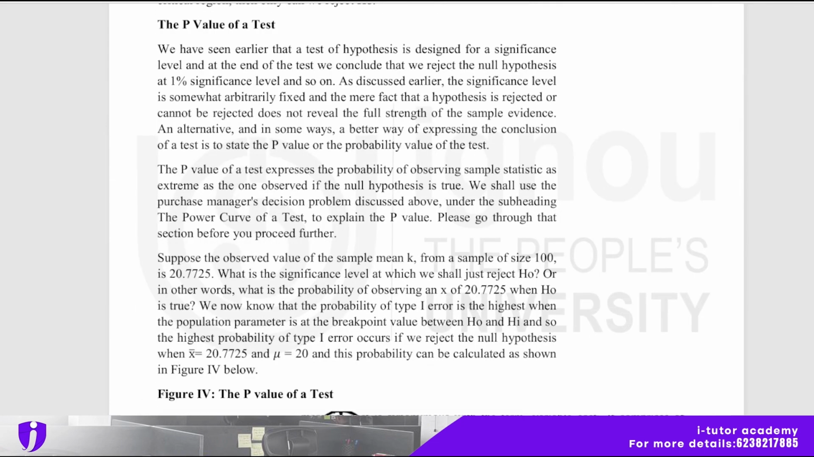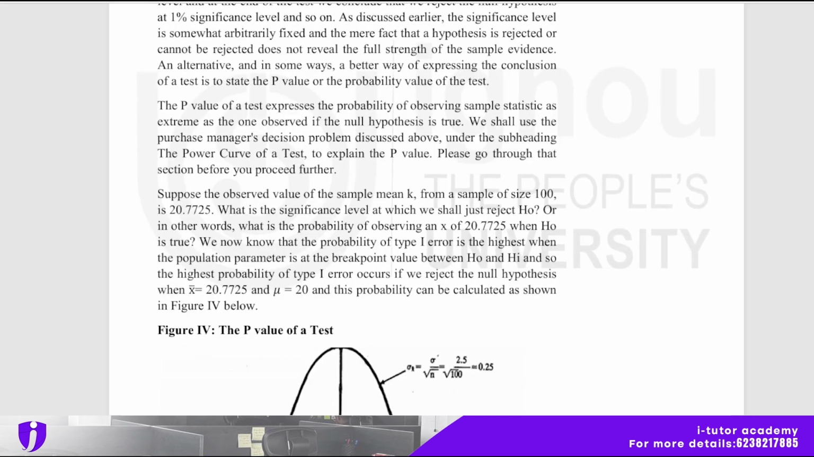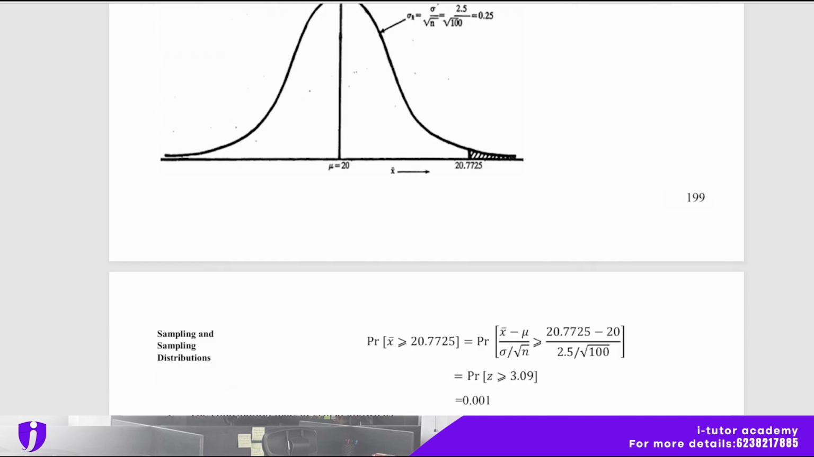The p-value of a test. We have seen earlier that the test of hypothesis is designed for a significance level, and at the end of the test we conclude that we reject the null hypothesis at 1% significance level, and so on. As discussed earlier, the significance level is somewhat arbitrarily fixed, and the mere fact that a hypothesis is rejected or cannot be rejected does not reveal the full strength of the sample evidence. A better way of expressing the conclusion of a test is to state the p-value or the probability value of the test. So the p-value of a test is here.